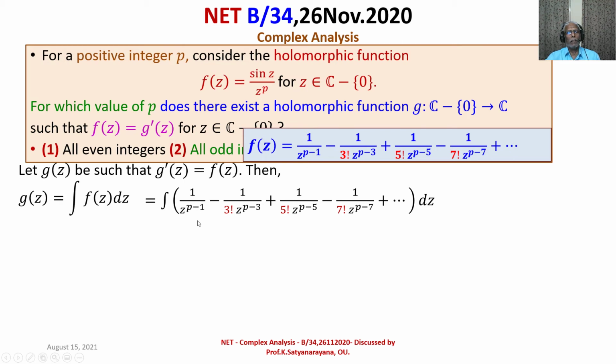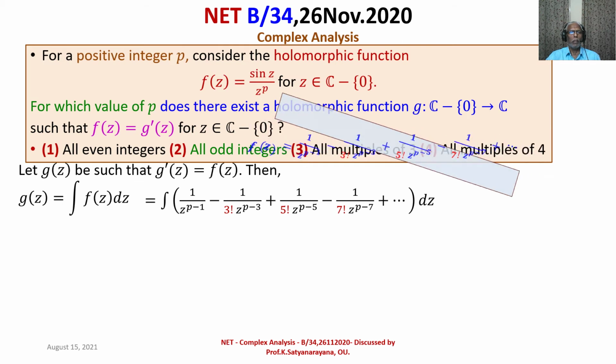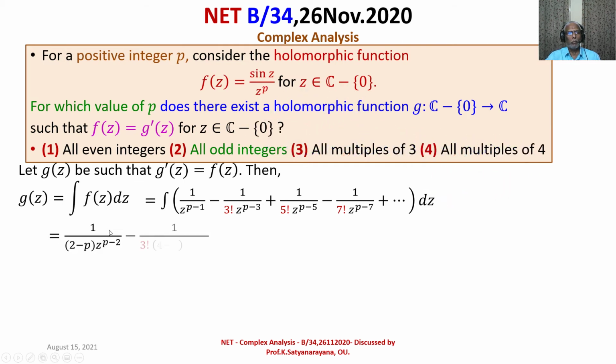So the integral of this will be 1/(1-p) z^(1-p) plus 1/(1-p+1). That will be equal to 1/(2-p) z^(p-2), minus, in a similar fashion, 1/(3! (4-p)) z^(p-4), plus 1/(5! (6-p)) z^(p-6), minus etc.